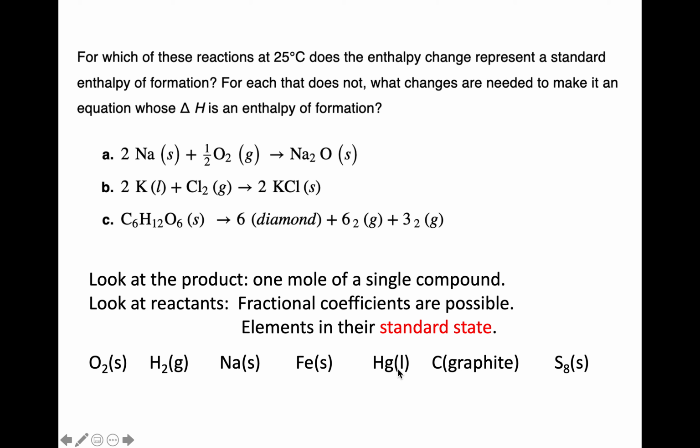One thing to be careful of, mercury in its standard state is a liquid. It's one of the few liquids that we have on the periodic table under standard conditions. We've seen that the description for carbon would be carbon in its graphite form. One other novel one to bring to your attention, for sulfur, it's an S8 molecule.